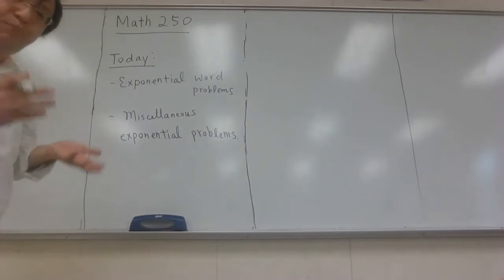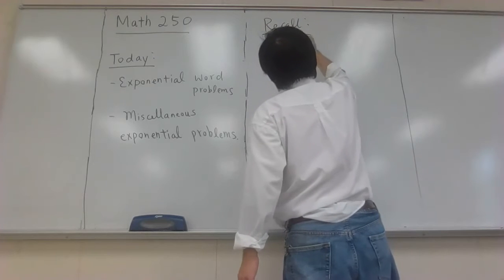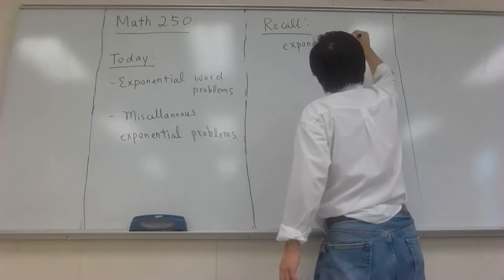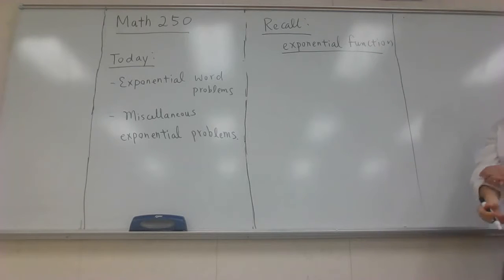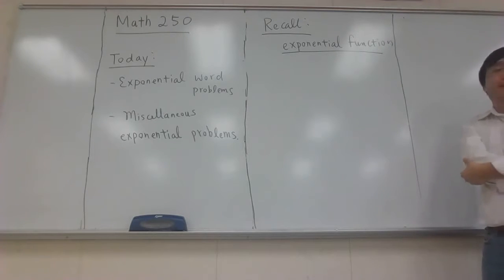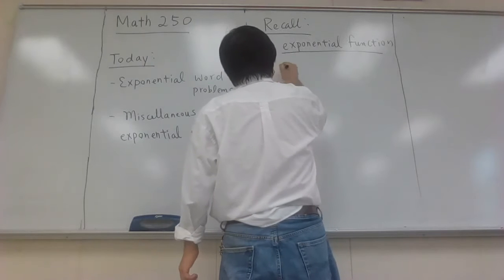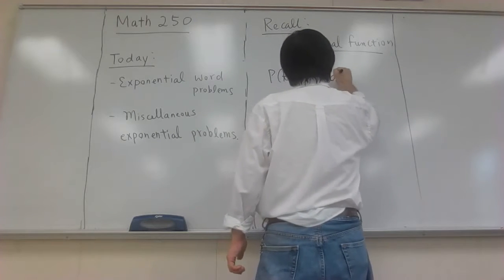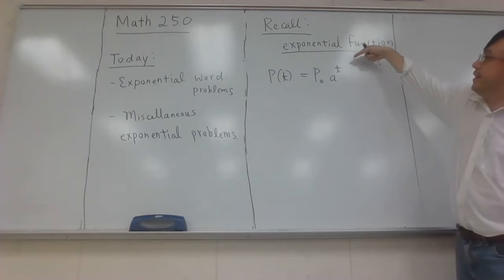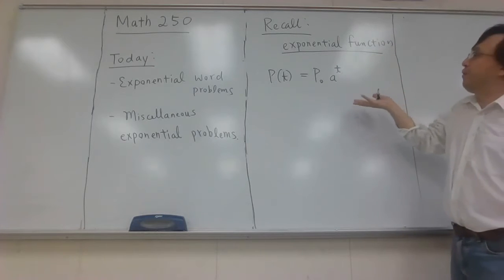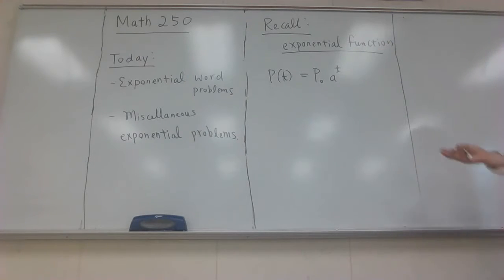First, let me recall what an exponential function is. Previously, we introduced exponential functions. An exponential function is just a function that has the form of an exponent. It's a function of this form: P(t) equals P naught times a to the power of t. It's a function with the form of an exponent where the input variable is in the power.